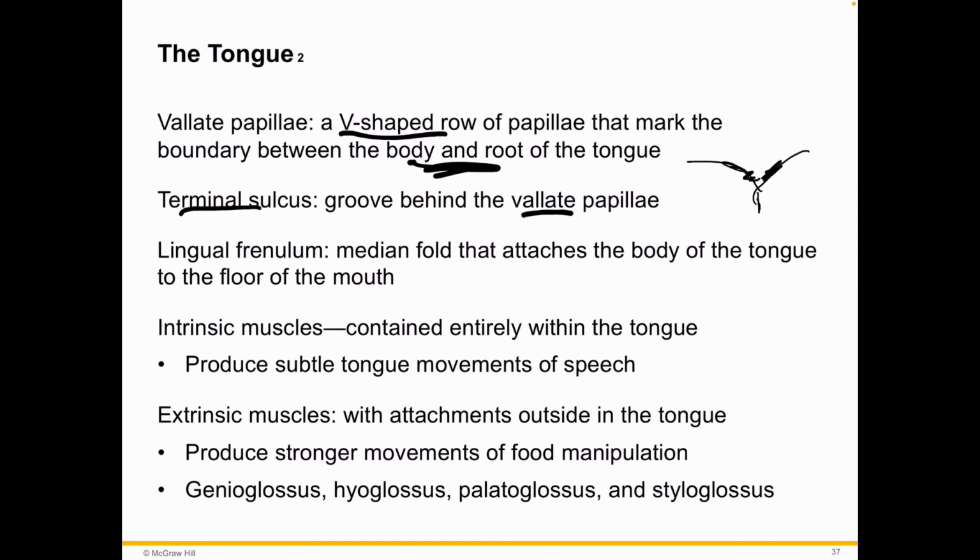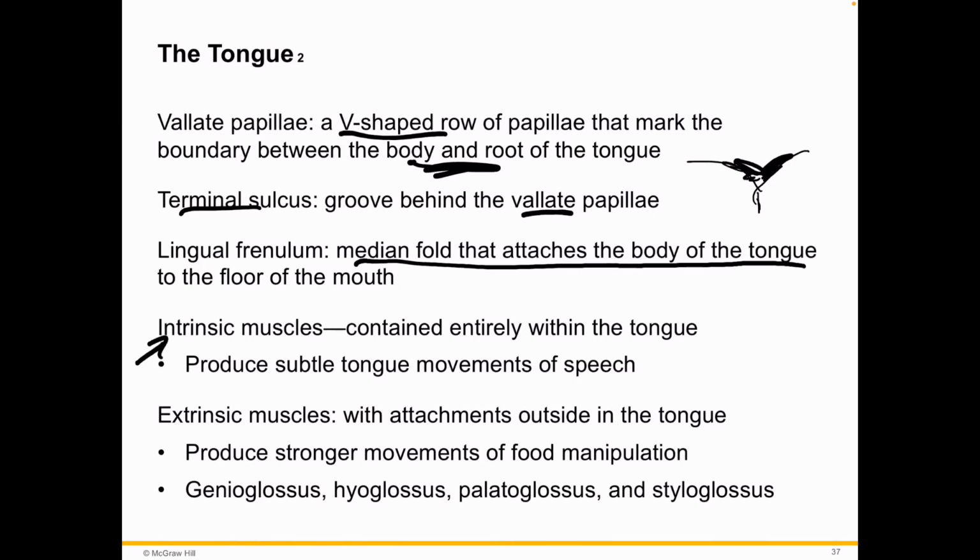Sometimes, especially in infants that are drinking a lot of milk, they'll get kind of a white layer there, right? It can get kind of stuck. The lingual frenulum is that median fold that attaches the body of the tongue to the floor of the mouth, just helping to stabilize it as well.